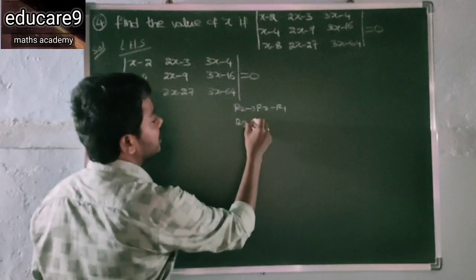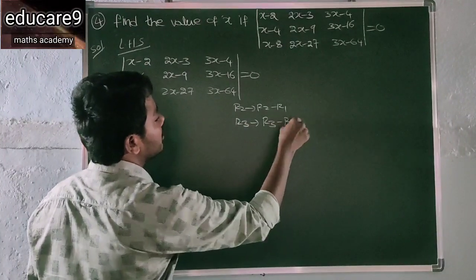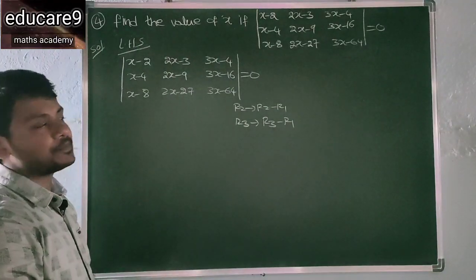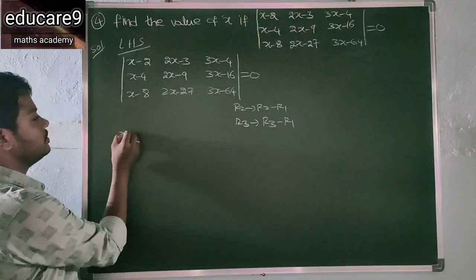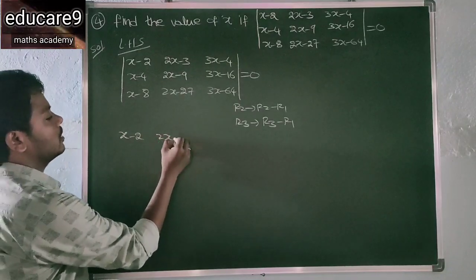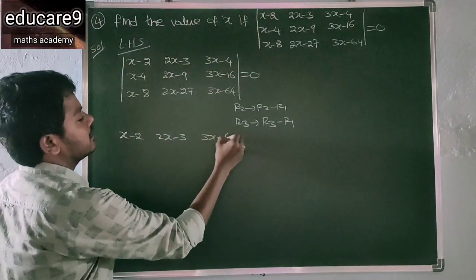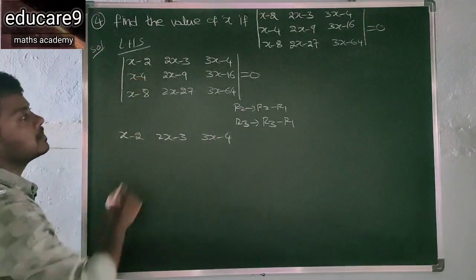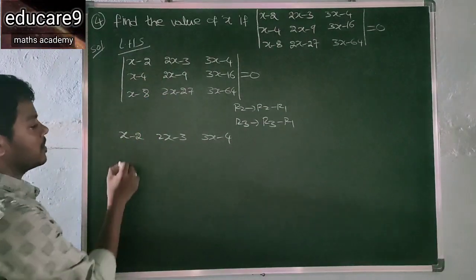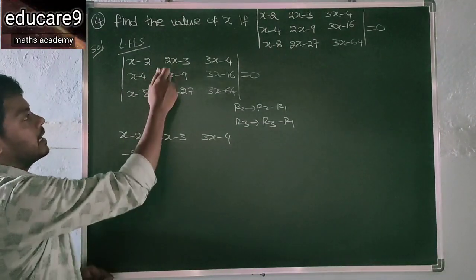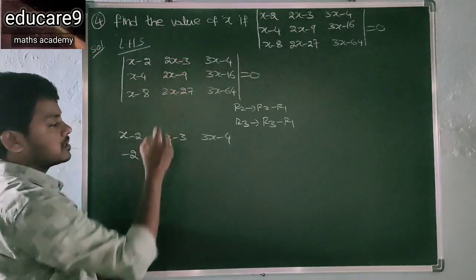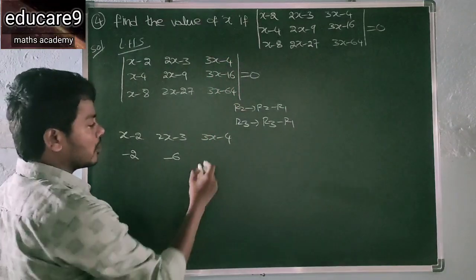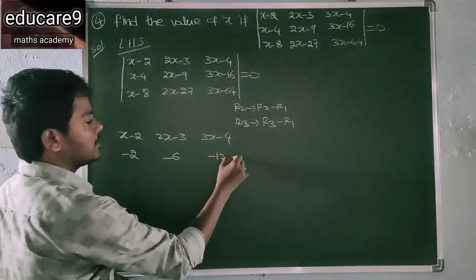Again, R3 implies R3 minus R1. So again you will get a single term in the R3 row. So that is x minus 2, 2x minus 3, 3x minus 4. R2 minus R1: x minus x get cancelled. Minus 4 minus into minus 2, you will get minus 2. Here also 2x get cancelled. Minus 9 plus 3, you will get minus 6. Here minus 16 plus 4, you will get minus 12.